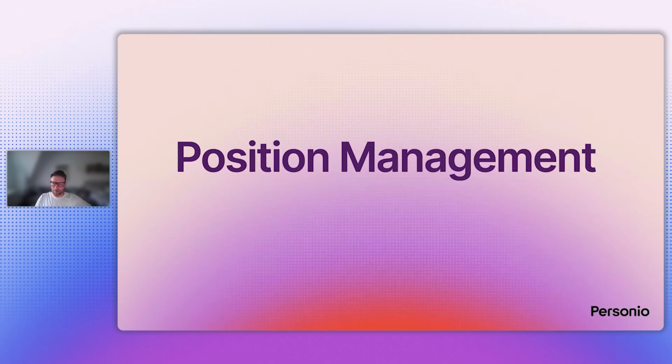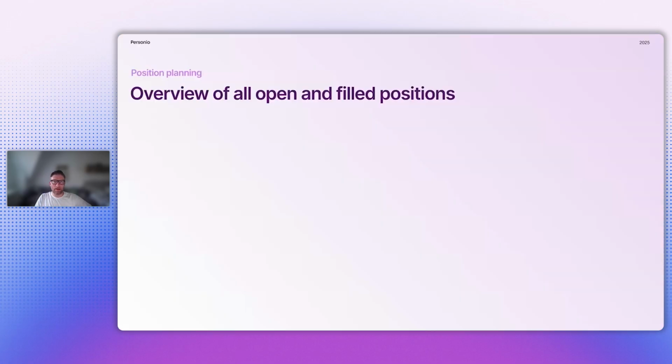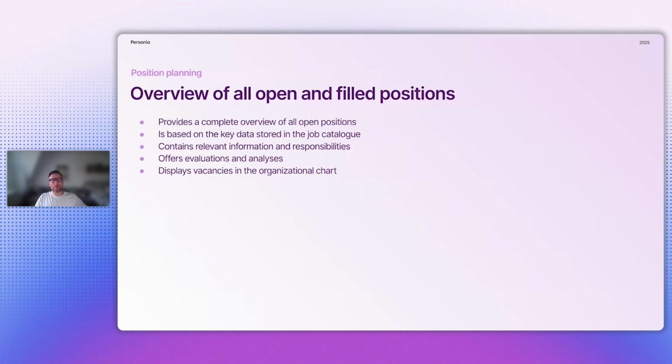Maybe the 15% who already experienced a little bit with the job catalog and the position planning might have seen it. There's a planning tab in the main menu, and this position planning allows you to have an overview of all open and all previously open, now filled positions. So it provides you a complete overview of all these positions. It is based on the key data that you stored in the job catalog.